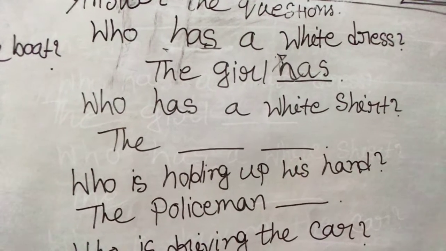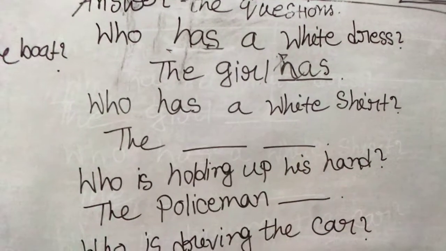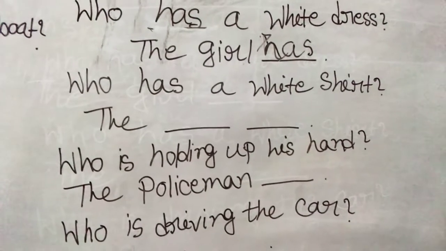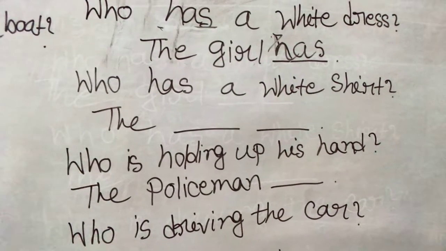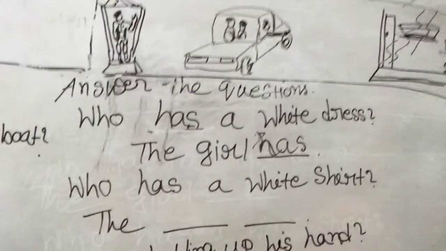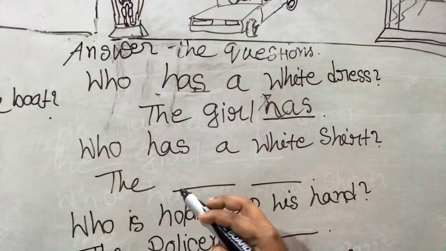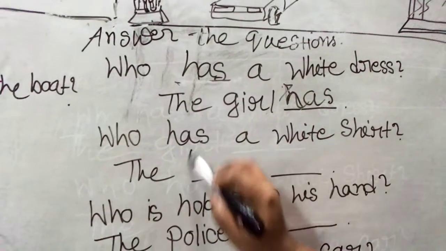Here the question is starting with who. So, who has a white shirt? Here D is already given. Here actually a boy is wearing a white shirt. So we need to mention a noun, and the noun would be boy.